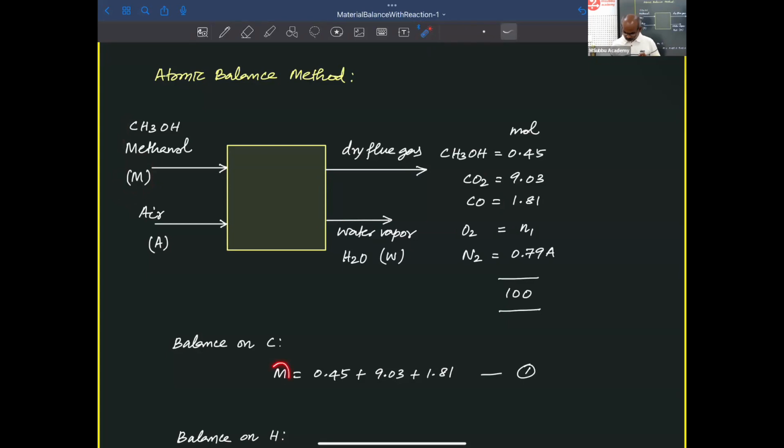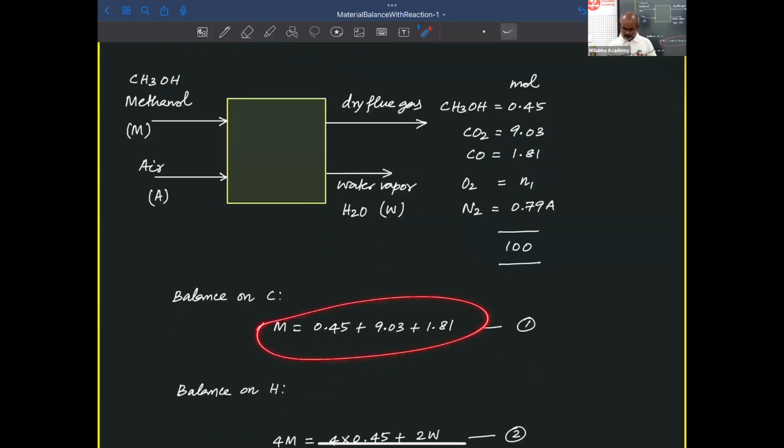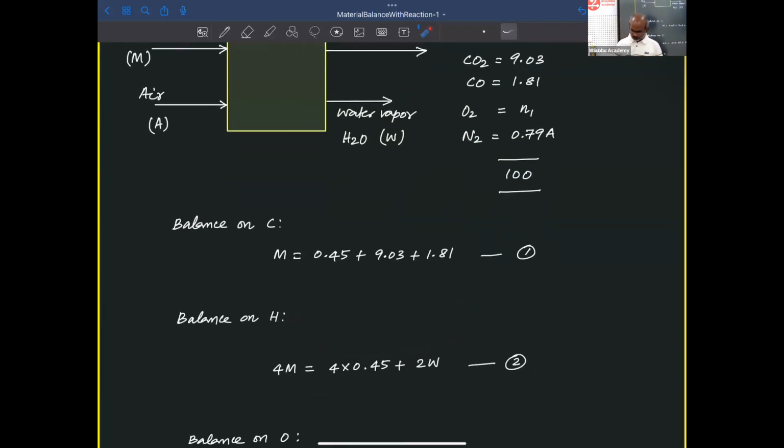So that's why C entering is simply M, and C leaving is, in one CH3OH we have one C, here also one C, here also one C, whereas we have 0.45 mole. So 0.45 into 1, 9.03 into 1, and 1.81 into 1. So this is a balance on carbon. Like that, balance on hydrogen.